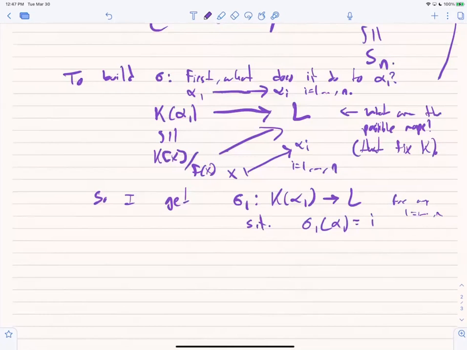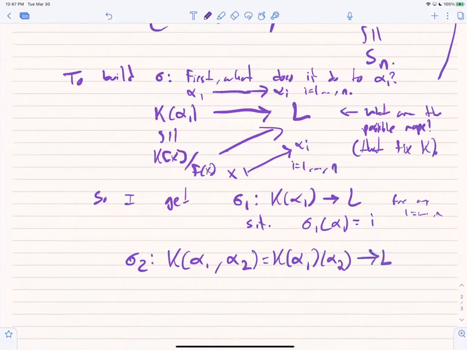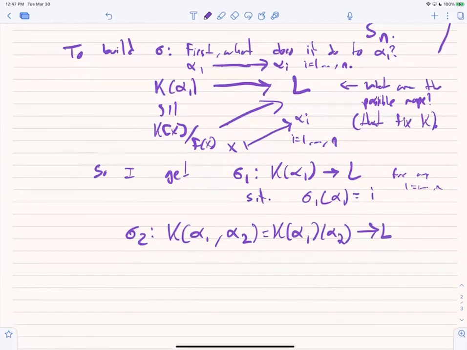Now you just repeat. So sigma 2 is going to be from K(alpha 1, alpha 2), which is K(alpha 1) adjoin alpha 2, to L. And so I have to say, where can I send alpha 2?